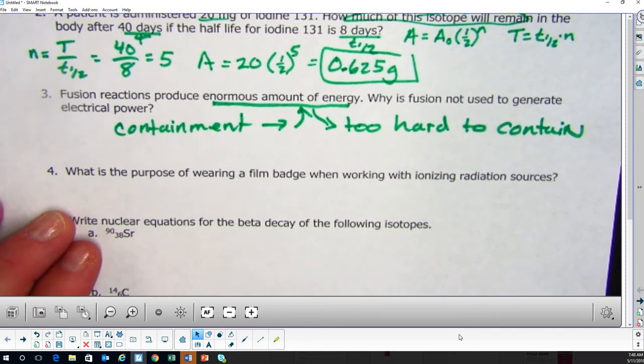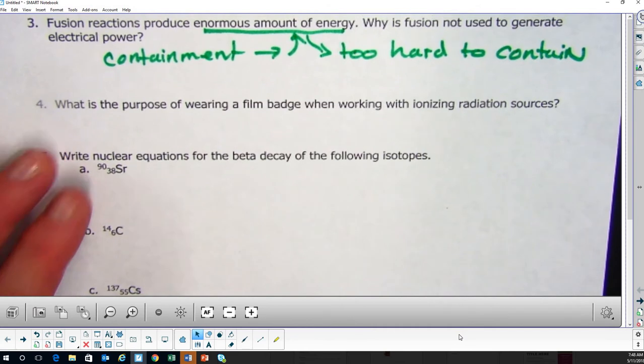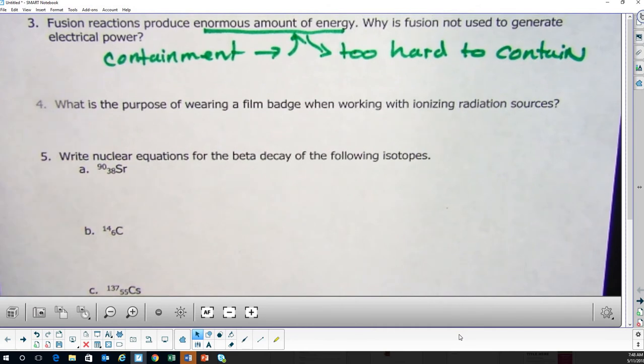Okay, so now I'm working in the hospital and I'm wearing a film badge. What's the purpose of the film badge? Okay, does it protect us from the radiation? That's one of the things he suggested. No, it helps to look inside your body. I don't know, protect vital organs. What does a film badge do for those that are working in X-ray?